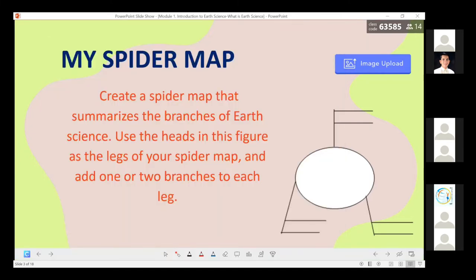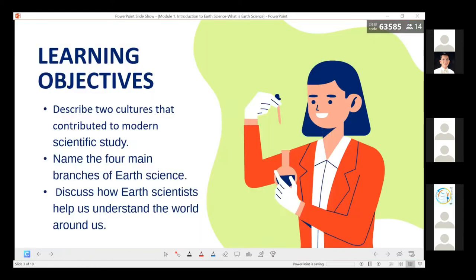So the learning objectives, or the things that we are going to discuss this morning, is that you are going to describe two cultures that contributed to modern scientific study, name the four main branches of earth science, and discuss how earth scientists help us understand the world around us.